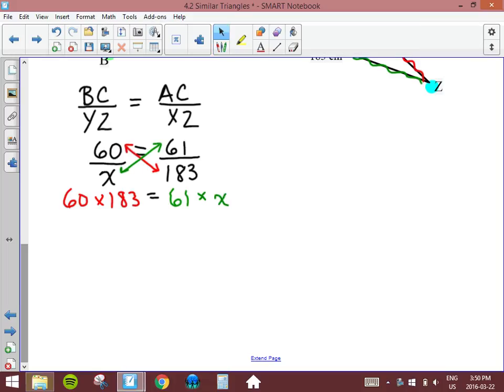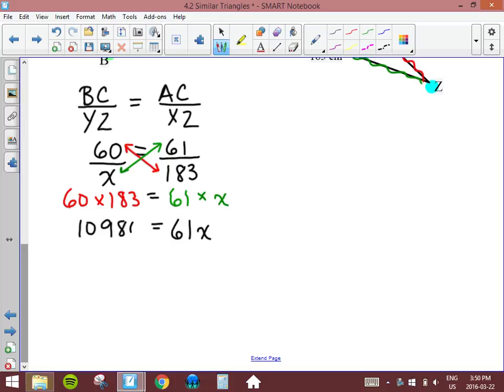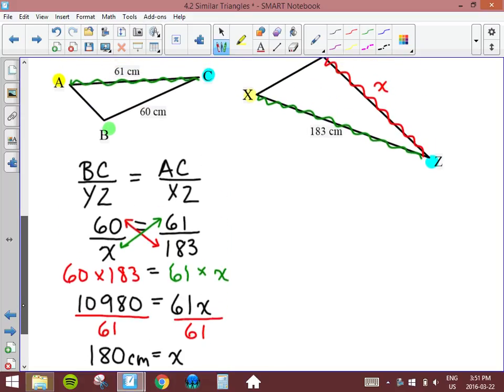Now, I want to be able to get rid of that 61x. So first, I'm just going to simplify, get rid of the times sign, and I can just write 61x. And on the other side, this is equal to 10,980, if I do that multiplication. To get rid of the 61 times the x, I have to divide both sides by 61. And I end up that x is equal to 180, and there were units given to me in the question, centimeters.